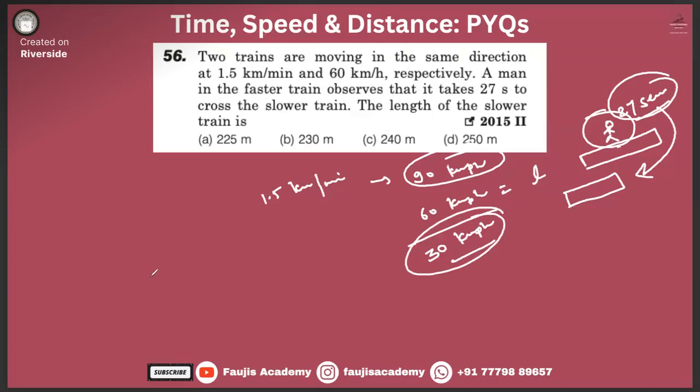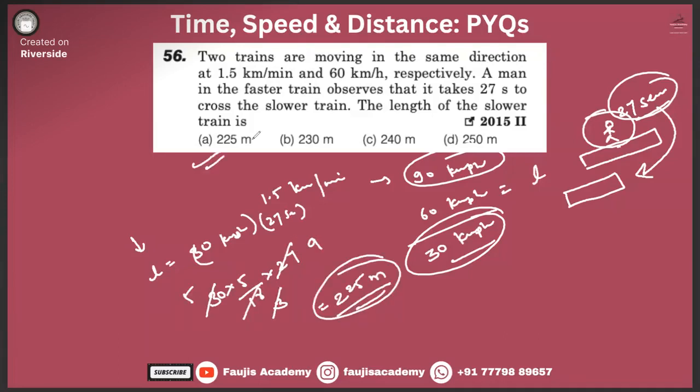So L is equal to the distance, the length of the train itself. Speed is 30 kmph, into time 27 seconds. That means 30 into 5 by 18 into 27. How much is the answer?